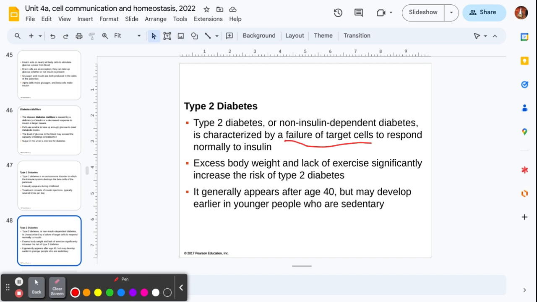Type 2 tends to be more lifestyle associated, with excessive body weight, as well as a lack of exercise, that can dramatically increase your risk of type 2 diabetes.